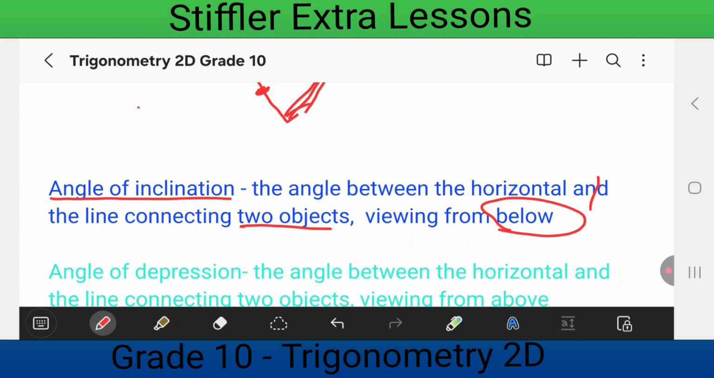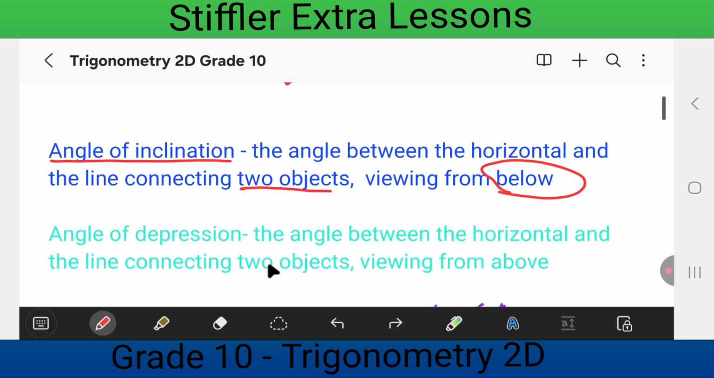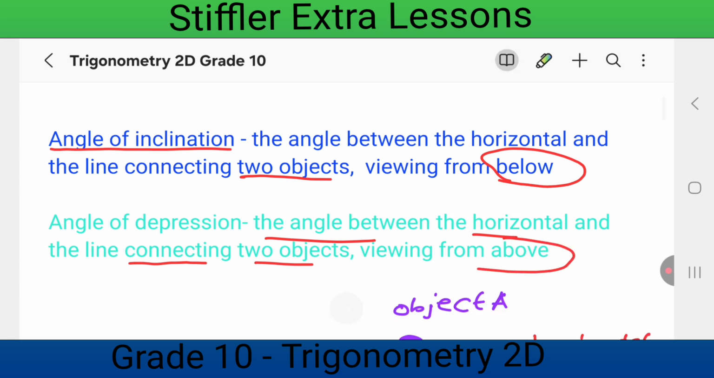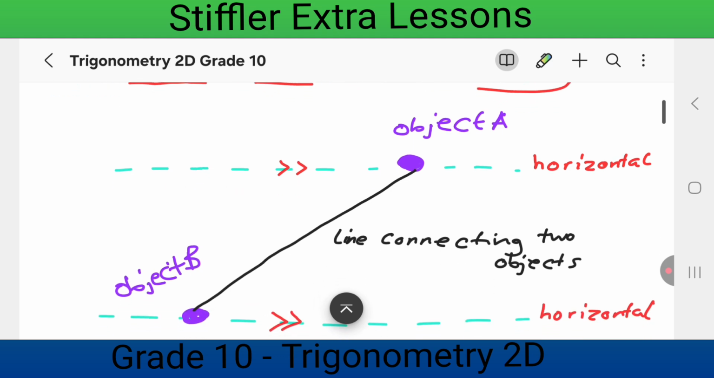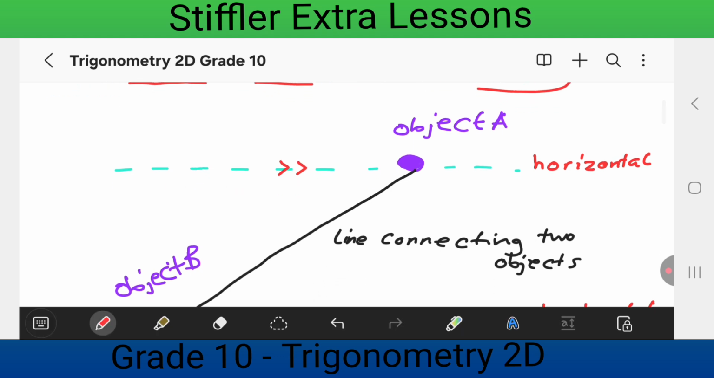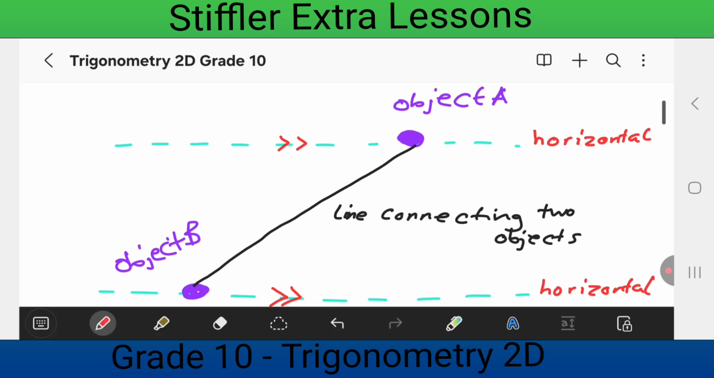And you also have what you call the angle of depression. So now, what is the angle of depression? This is the angle between the horizontal and the line connecting two objects when you are viewing from above, right? So let's take a look at this diagram. So here we're having two objects. We're having object A there and we're having object B there.